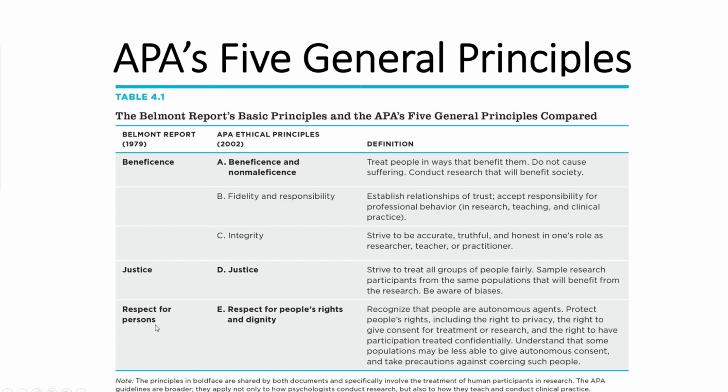And then our respect for persons gets converted over to respect for people's rights and dignity. Again, very similar there. So you have to recognize people as autonomous agents. So you protect their rights, including a right to privacy. And that's something that we didn't talk about with the Belmont report. Also, the right to give consent for treatment or research. That's that informed consent. And also the right to have participation treated confidentially.